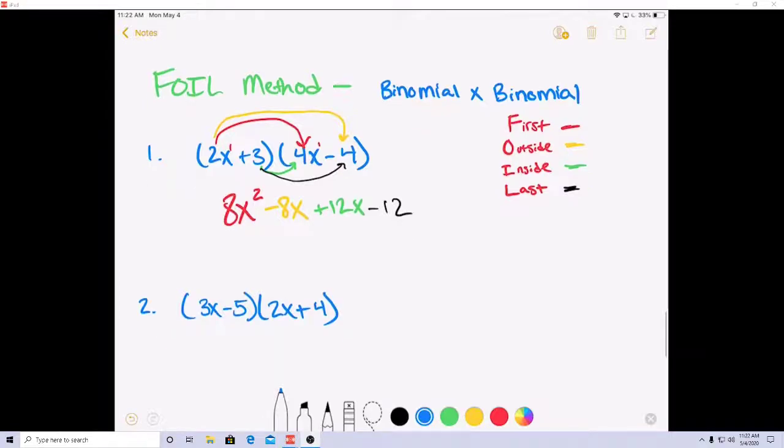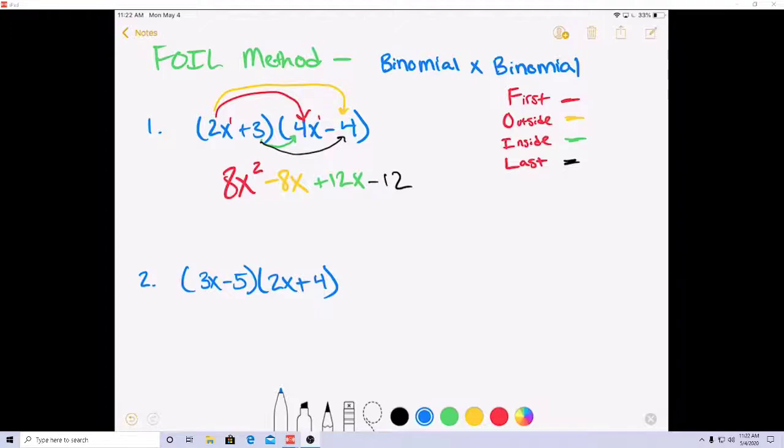And then to finish the problem up, you are going to combine like terms. Okay, so 8x squared, can he combine with any of these? No, he can't, right? If he was to combine with something, they'd have to have an x squared as well. So he's part of the answer. I can combine these two right here, though, right? Negative 8x plus 12x, those are like terms. They both have an x, and they both have a power of 1, so I combine them. Negative 8 plus 12 is a positive 4x.